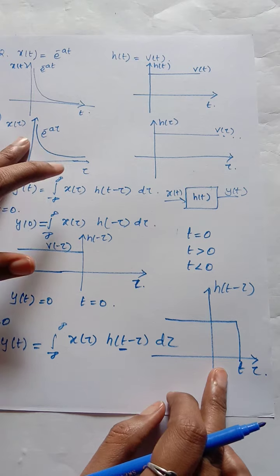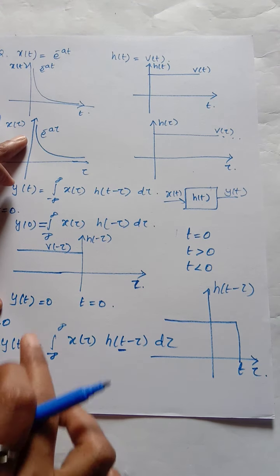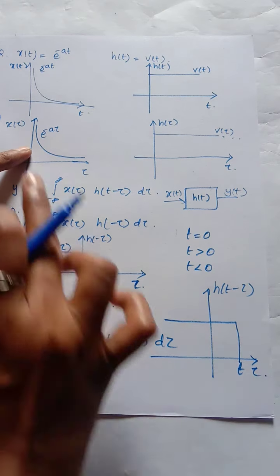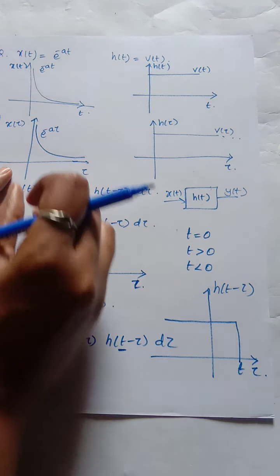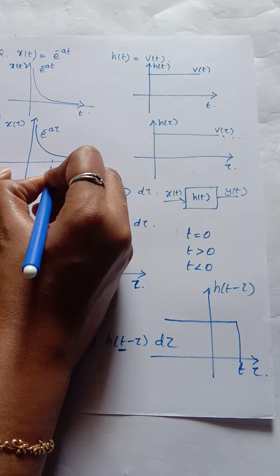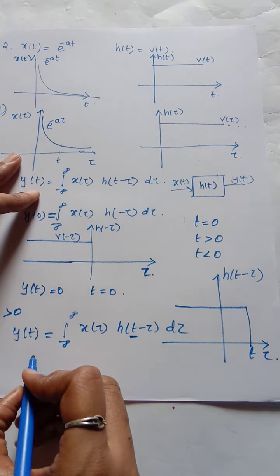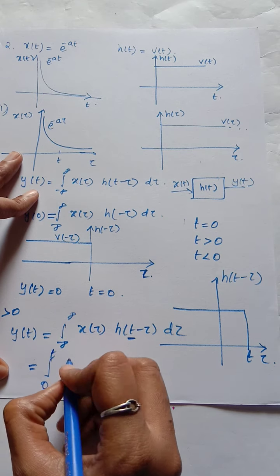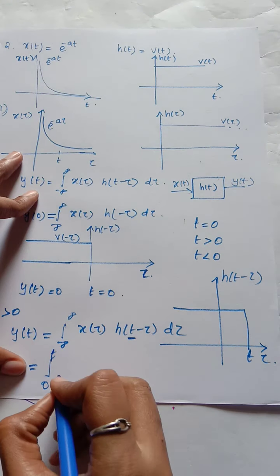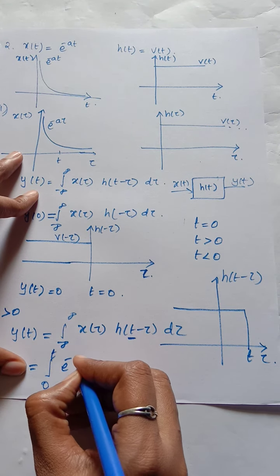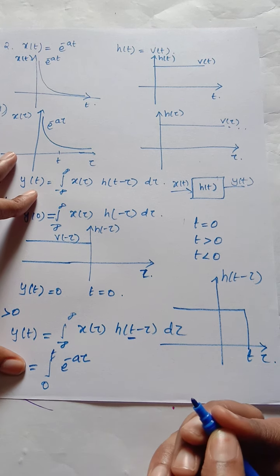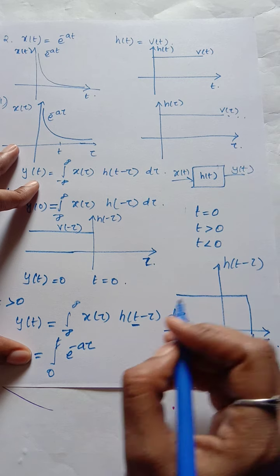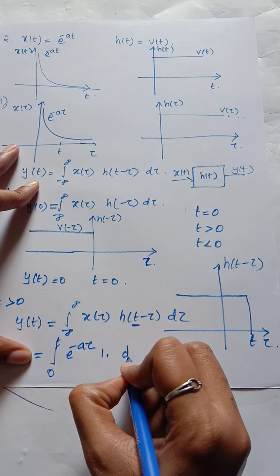Now consider these two signals. When you want to apply this formula, x of tau h of t minus tau, we get overlap from 0 to t. So here I am going to write the limits as 0 to t. What is x of tau? x of tau is e power minus a tau, and h of t minus tau value is 1, so 1 into d tau.